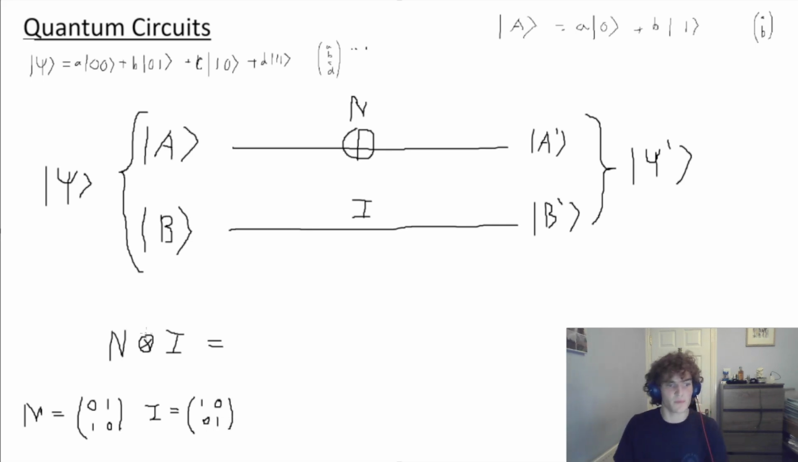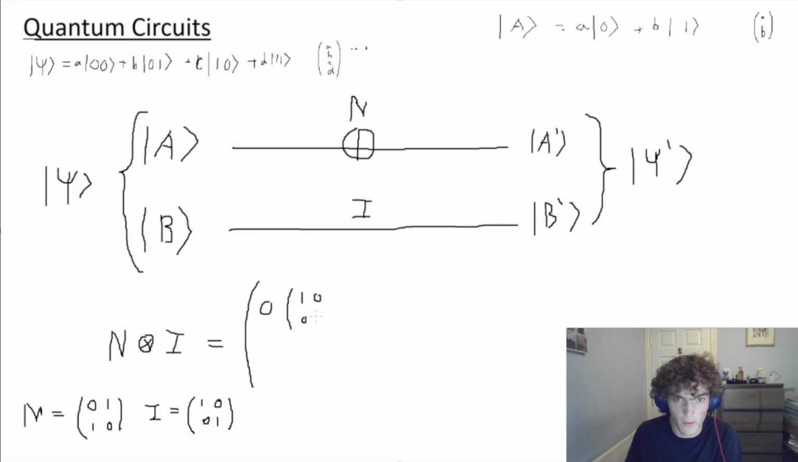So N tensor product I, remember we're going to write it as a 4x4 matrix. And the way we take this is we take our N and we spread it out. And in each of these 4 spaces, we multiply it by the entirety of the matrix I. So we would do this like this. 0 times 1, 0, 0, 1. 1 times 1, 0, 0, 1. 1 times 1, 0, 0, 1. And 0 times 1, 0, 0, 1.